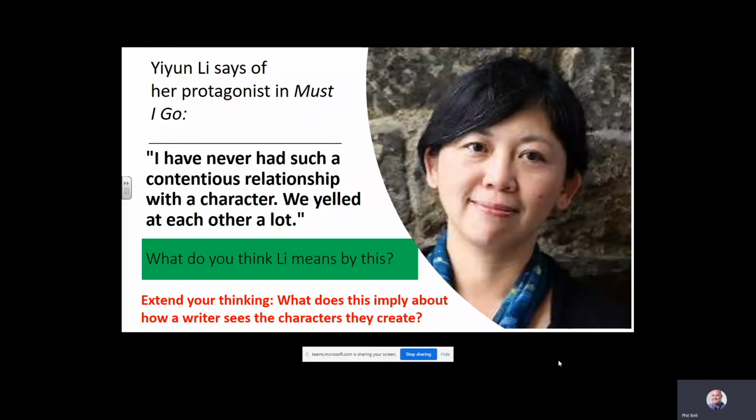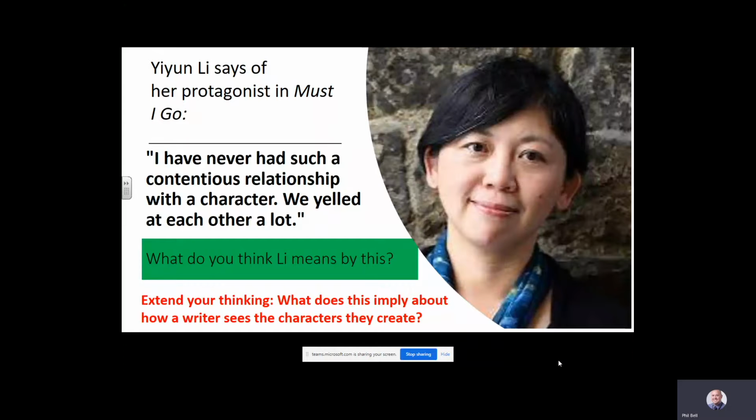I'm going to start with this great quotation from Yi-Yun Lee, who says of her protagonist in the novel Must I Go? She says, "I've never had such a contentious relationship with a character. We yelled at each other a lot." What do you think Lee means by this? And then to extend your thinking, what does it imply about how a writer sees the characters they create? You pause the video, jot a few thoughts, come back to me.